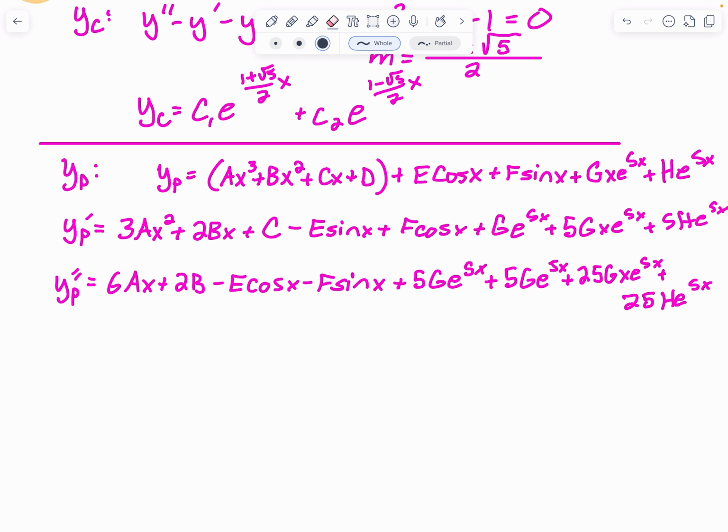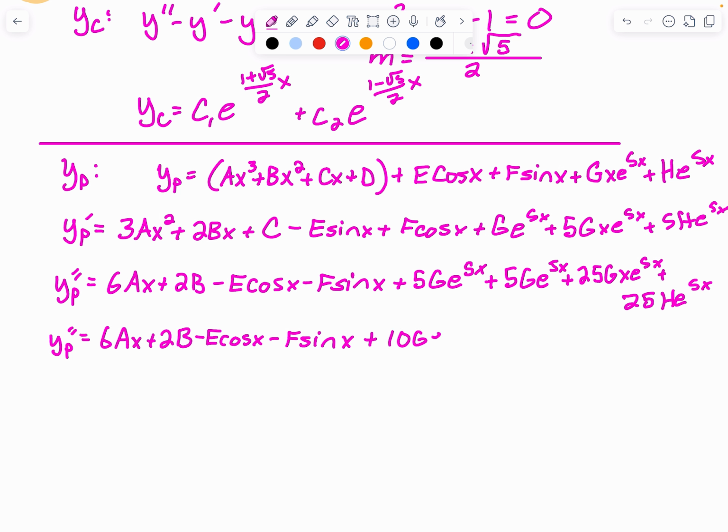So let's go ahead and do that. yp double prime. You probably need me to write small too. 6ax plus 2b minus e cosine x minus f sine x. And then I got plus 10g e to the 5x plus 25gx e to the 5x plus 25h e to the 5x. Okay, at least a little better.